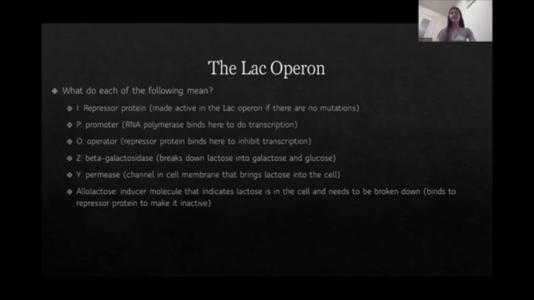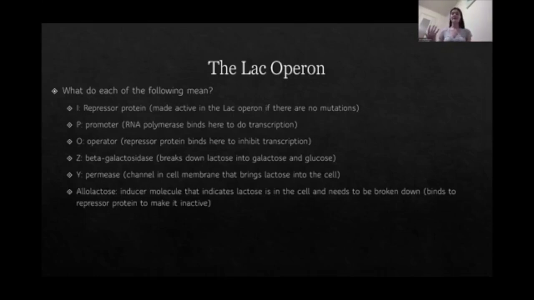I is talking about your repressor protein. And since the lac operon is a negative inducible, that means that the repressor protein is made active, as long as there are no mutations. We're going to talk about mutations in a little bit. P stands for the promoter. That's where RNA polymerase will bind to do transcription. O is your operator. That's where the repressor protein will bind to inhibit transcription.